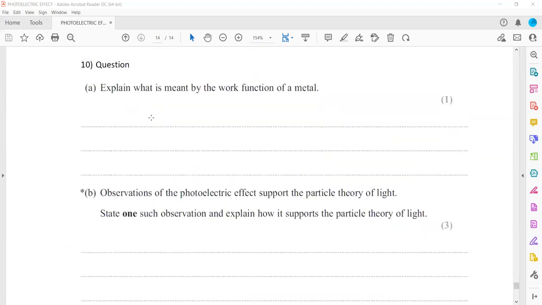Then the last question, what is meant by the work function of a metal? How do we define the work function of a metal? Work function is the minimum possible energy which we need to remove an electron from the metal surface. Remember, don't forget to mention the surface, because if I want to remove the electron from within the metal, I may need different energy. The energy needed to remove an electron within the metal will be higher compared to what is there on the surface.